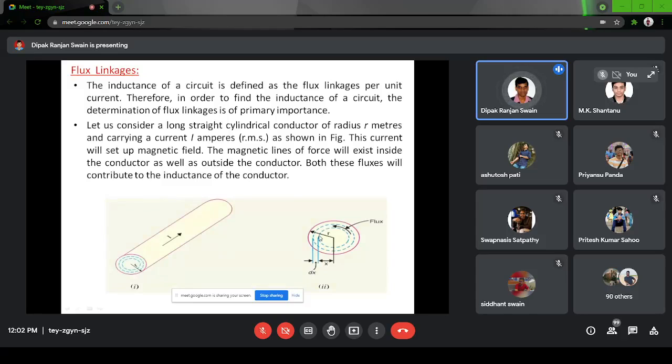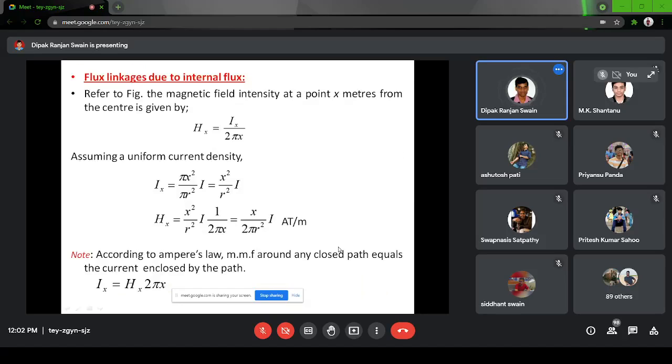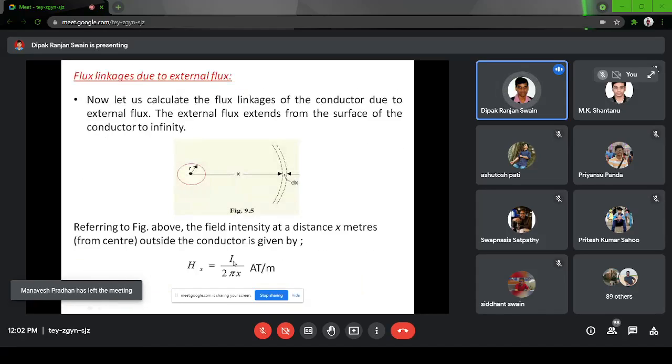was the current enclosed up to a distance x that you were taking. But here, once you are outside, the conductor is carrying the whole current, so we don't need to calculate again what the enclosed current is. It is the total current I. So again, if you apply Ampere's law, Hx will be I by 2 pi x. This I is the total current carried by the conductor, whereas previously it was Ix.